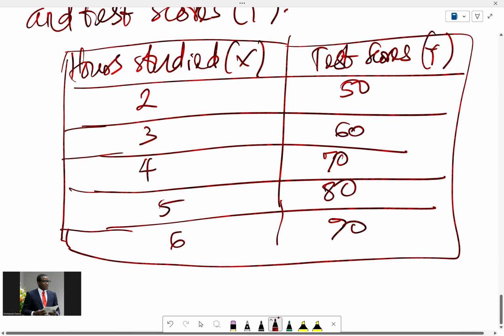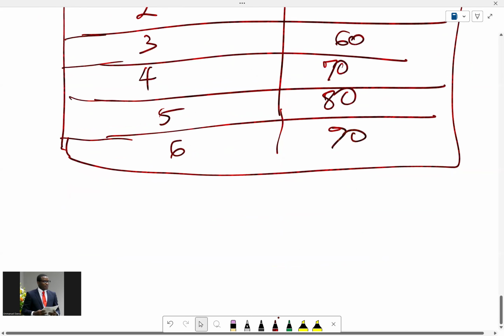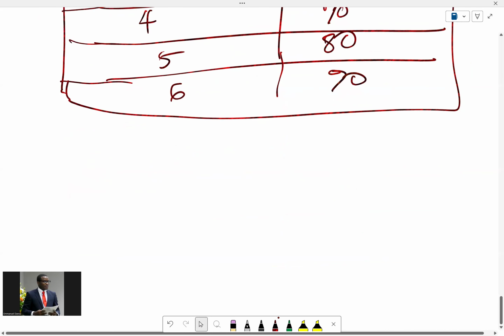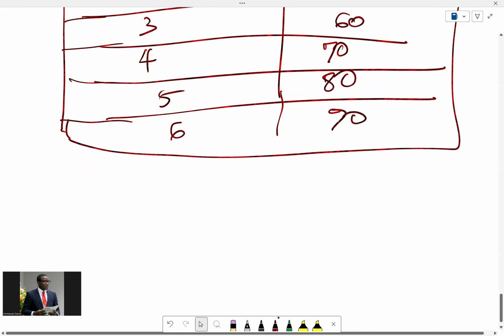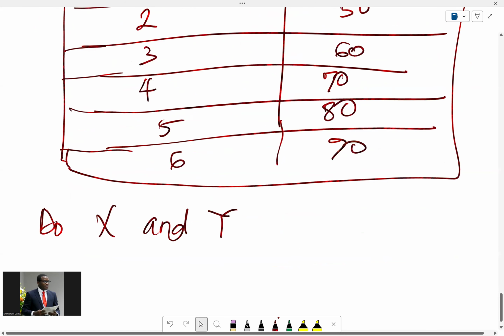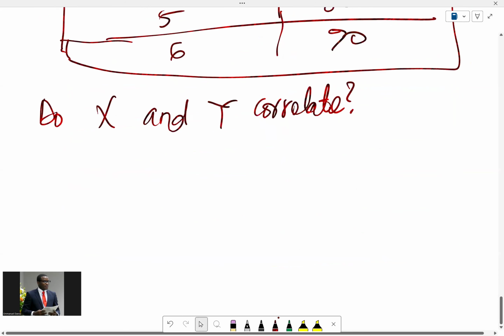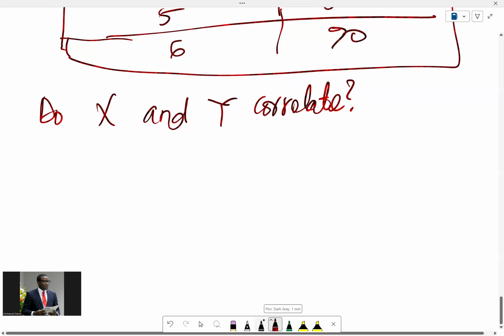And the question is, can you say that the hours studied and test scores, can we actually say that they correlate? That's our task here. So the question is, do X and Y correlate? So, of course, the way to find out is to use the formula.